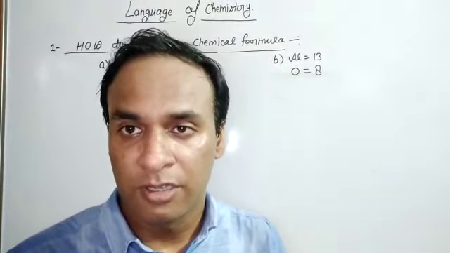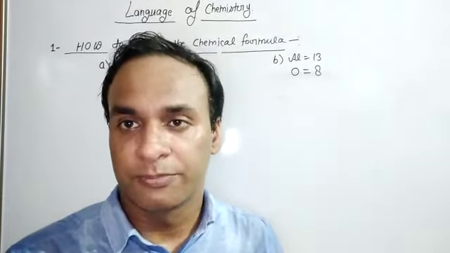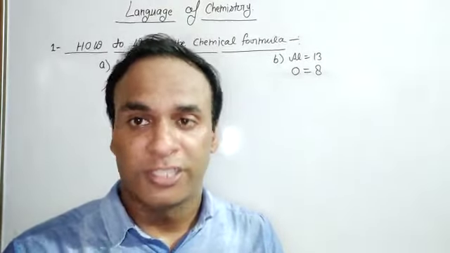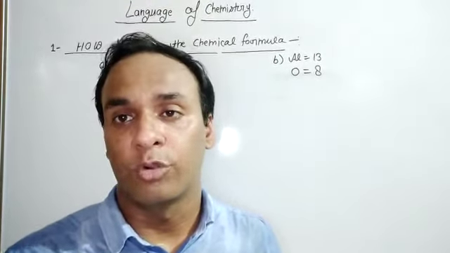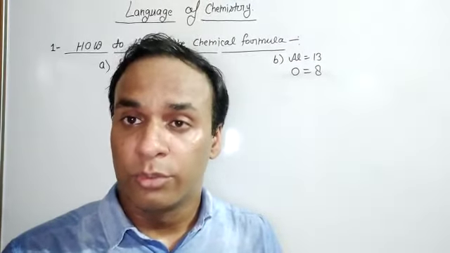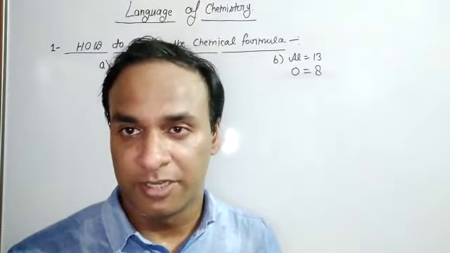Number first, write the elements with symbols side by side, and the positive radical is written first followed by the negative radicals. And the next rule, you have to find out the valency of each element.